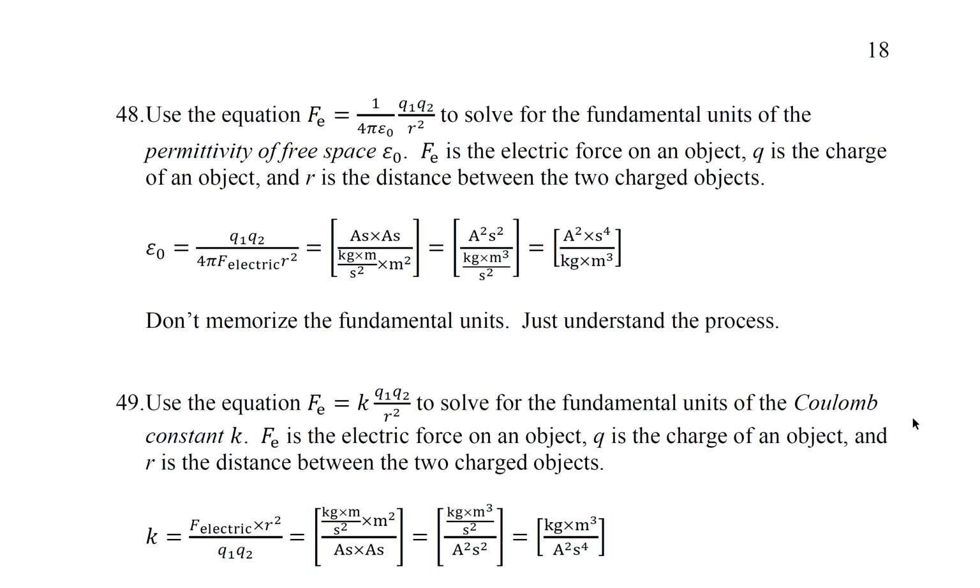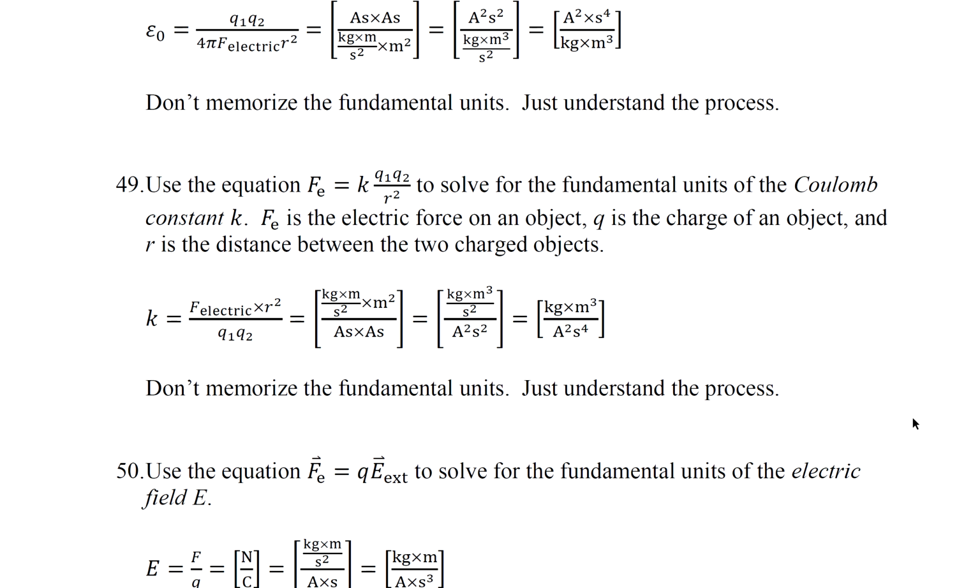Question 48, use the equation for electric force F sub E to solve for the fundamental units of the permittivity of free space, epsilon sub 0. F sub E is the electric force on an object, Q is the charge of an object, and r is the distance between the two charged objects. So first solve for epsilon sub 0, the permittivity of free space, and plug in the fundamental units for each variable. Notice 4 has no fundamental units because it's a number, not a variable. Pi has no fundamental units because it's a number, not a variable, it doesn't change.